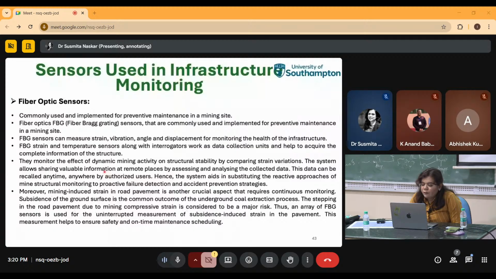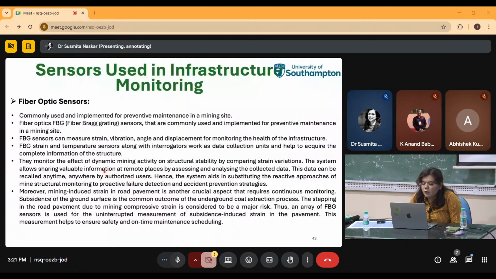And if you think about the benefits, as I said, the FBG system monitors the effect of dynamic mining activity on structural stability by comparing strain variation over time. The data you get from this can be transmitted to remote locations and recalled anytime, enabling a very proactive kind of maintenance and replacing reactive approaches. They also monitor road pavement strain due to mining subsidence, which is a major risk. An array of FBG sensors ensures uninterrupted measurement, improving safety.